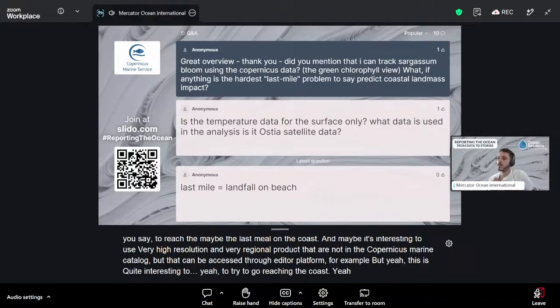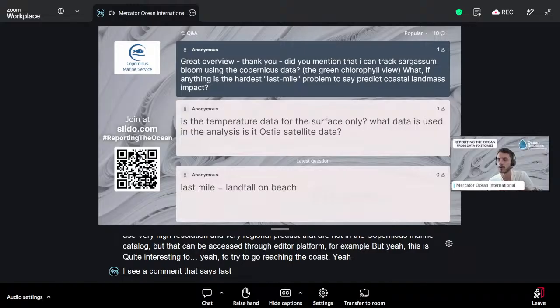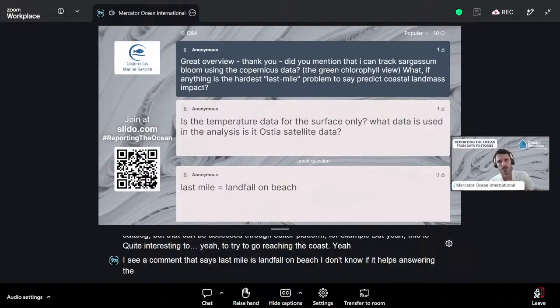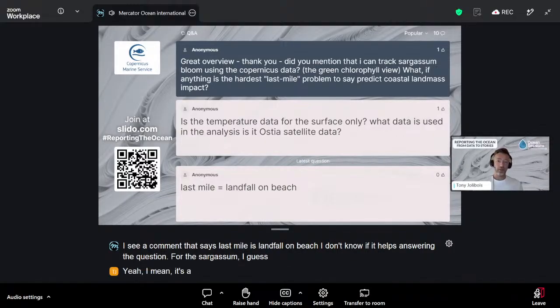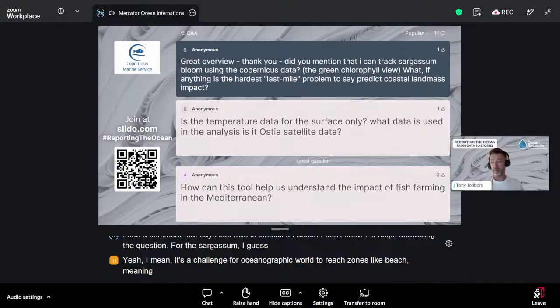I see a comment that says last mile is landfall on beach. I don't know if it helps answer the question, for the Sargassum, I guess. Yeah, it's a challenge for the oceanographic world to reach zones like the beach, meaning the coast itself. But we are working on that.